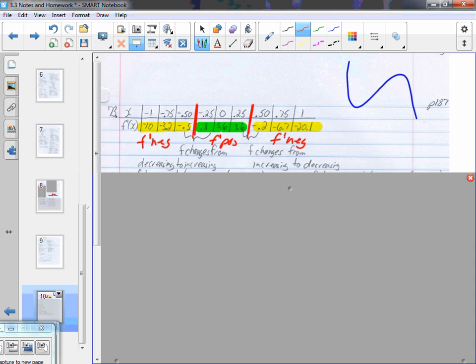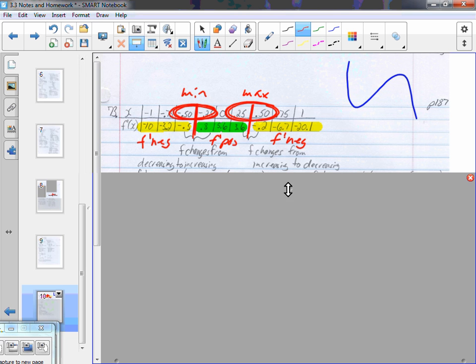So, where f prime changes from negative to positive, does that give us a relative max or a relative min? Min. So we know there's a relative minimum somewhere between these two x-coordinates, don't we? Do we know where? Nope. Somewhere between them, there's a relative minimum. When f prime changes from positive to negative, do we have a relative max or a relative min? Relative max. Somewhere between those two x-coordinates. Do we know where? Nope. Just somewhere between those two.